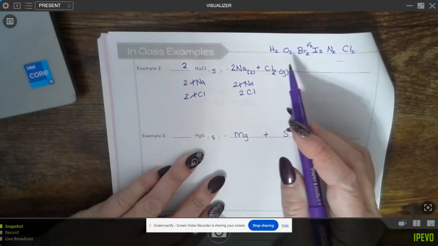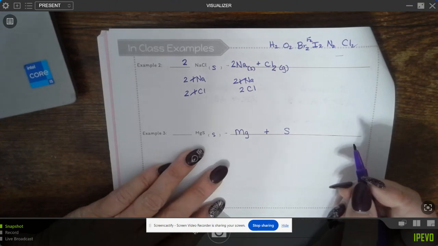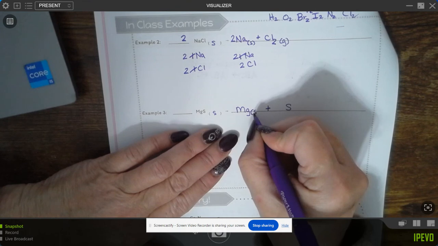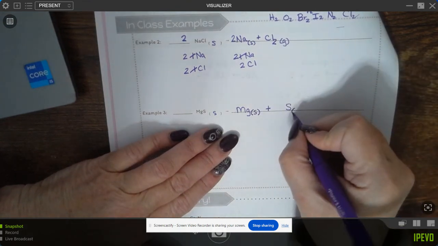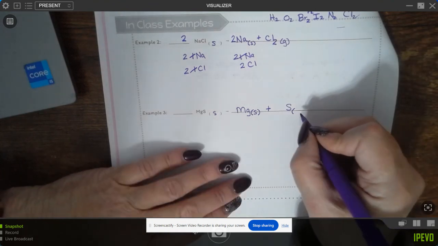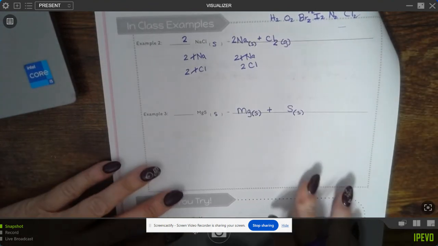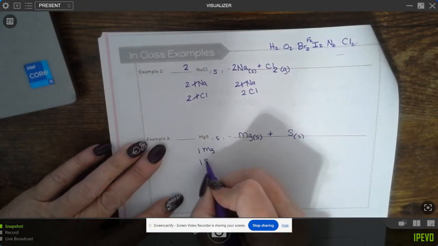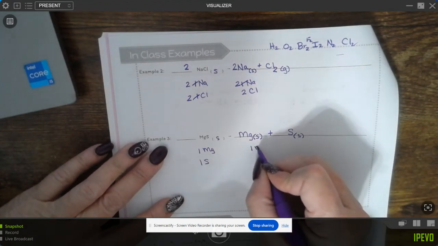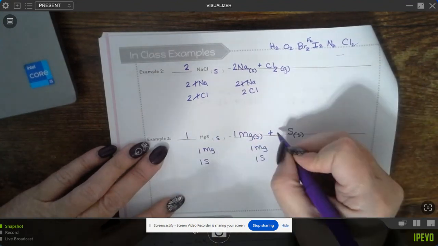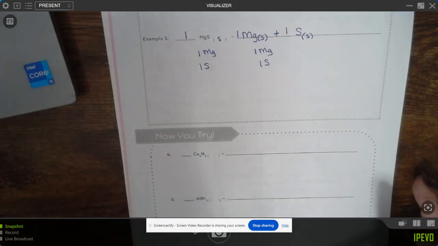Let's look. Neither magnesium nor sulfur is one of our 7 diatomic elements, so each is just going to be a single atom. Magnesium's a metal, so it's a solid. Sulfur is a nonmetal, but it's not in our list of gases or liquids, so it is also a solid. And this one's a sweet one too, because I've got 1 magnesium, 1 sulfur over here, and 1 magnesium, 1 sulfur over there. So just 1s in front of each of those make that a balanced chemical decomposition reaction.